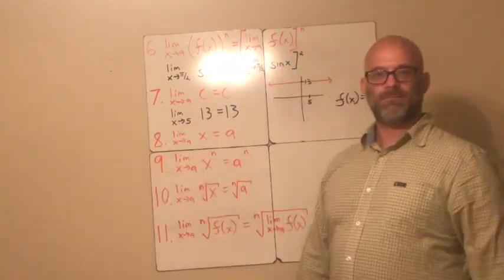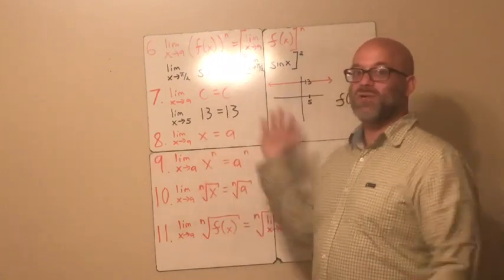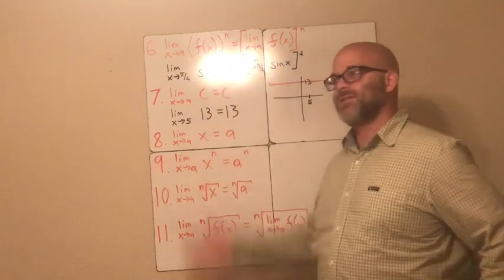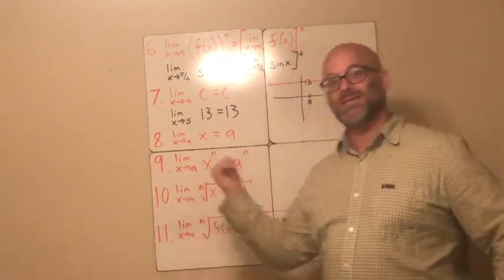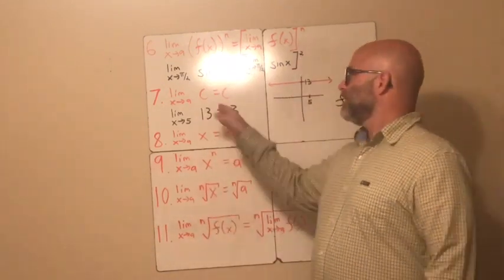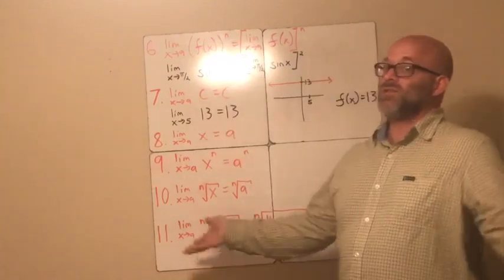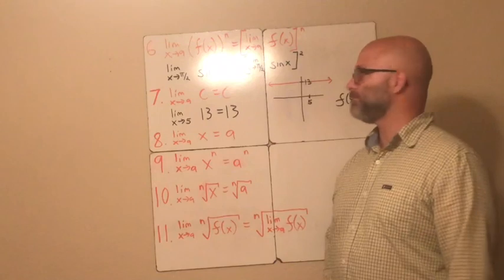This is the key. Number 7 is really what all this comes down to, because everything else is just, hey, plug and chug. So if you get 7, you're good to go. Let's look at 7 together. The limit as x approaches a of c equals c. What's c? Just some constant, some real number.